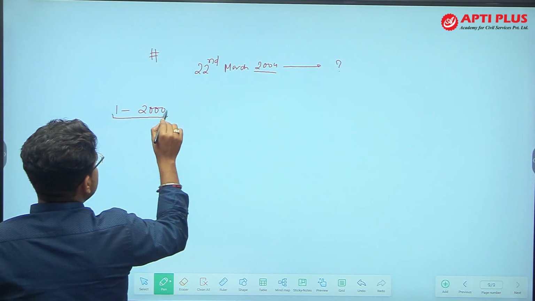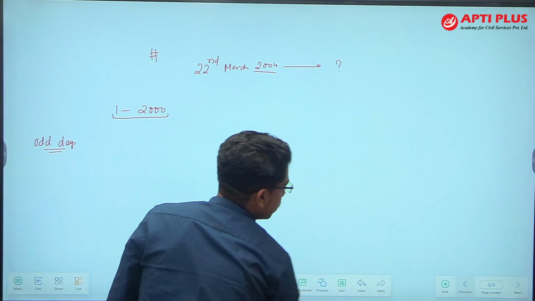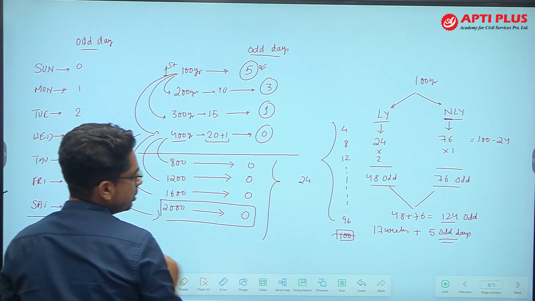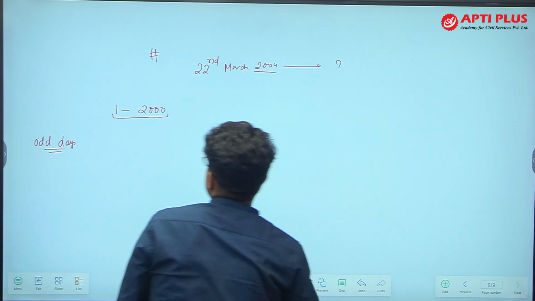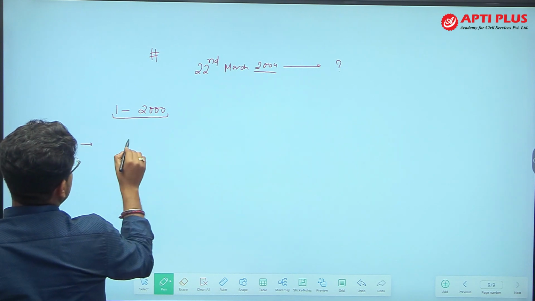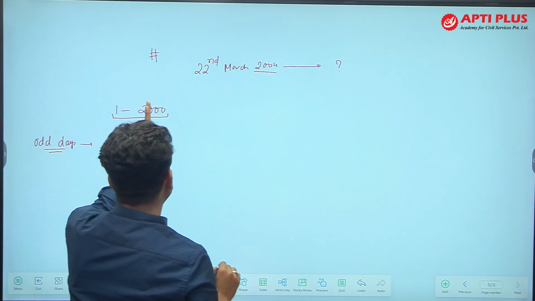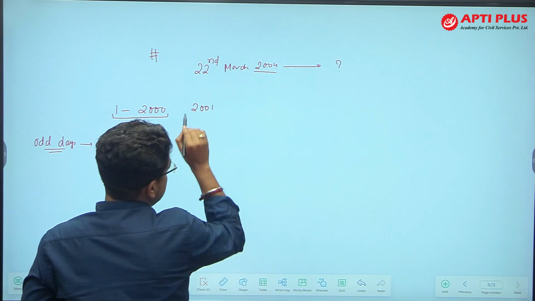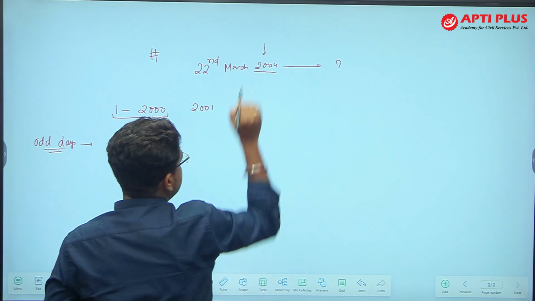we know that 2000 is a straightforward multiple of 400, and 2000 years will have odd days 0. So coming back here, 2000 years, the number of odd days are 0. After 2000, I will talk about 2001 as a standalone year. I have to reach to this point.